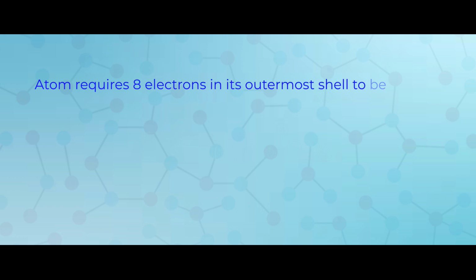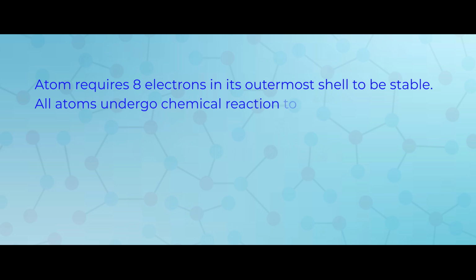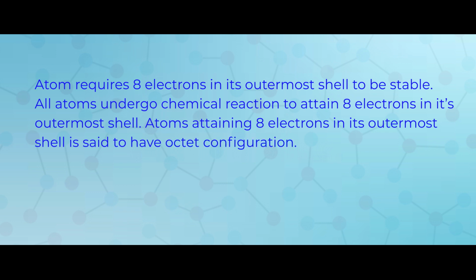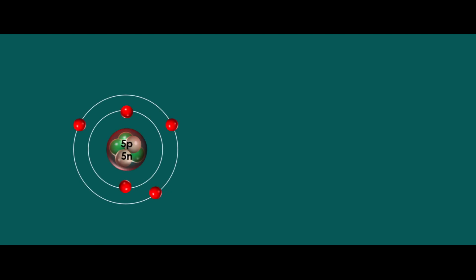So atom requires 8 electrons in its outermost shells to be stable. All atoms undergo chemical reaction to attain 8 electrons in its outermost shell. So atoms attaining 8 electrons in this outermost shell is said to have octet configuration. So I have an example on the board here. Please observe carefully. There's an atom with 3 electrons in its outermost shell.